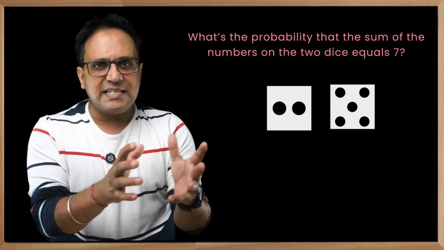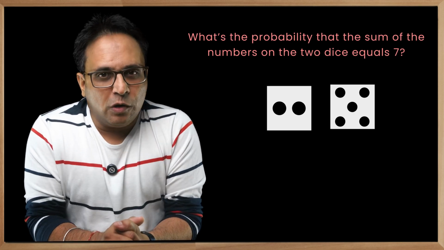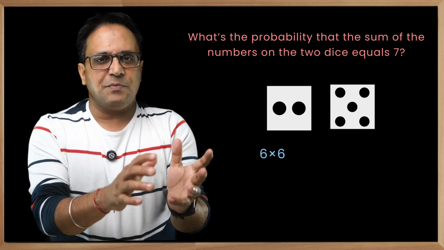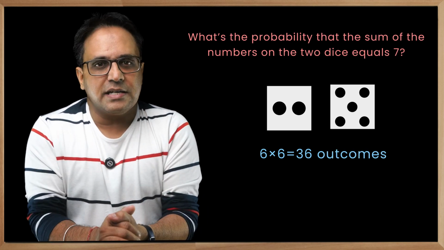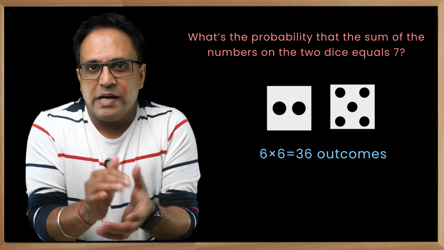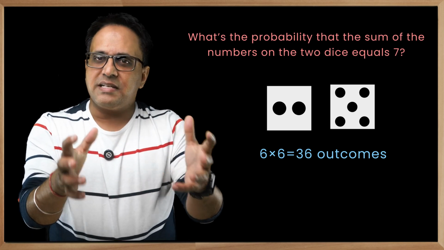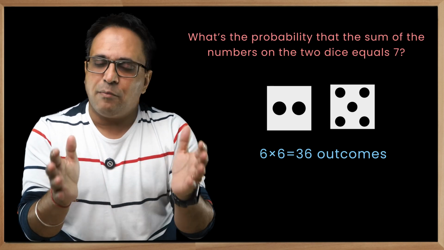First, let's calculate the total number of possible outcomes. Since each die has 6 faces, the total number of possible combinations when you roll two dice is simply 6 multiplied by 6, and that is 36. So there are 36 possible outcomes when rolling two dice. But now we need to focus on how many of those 36 outcomes give us a sum of 7.